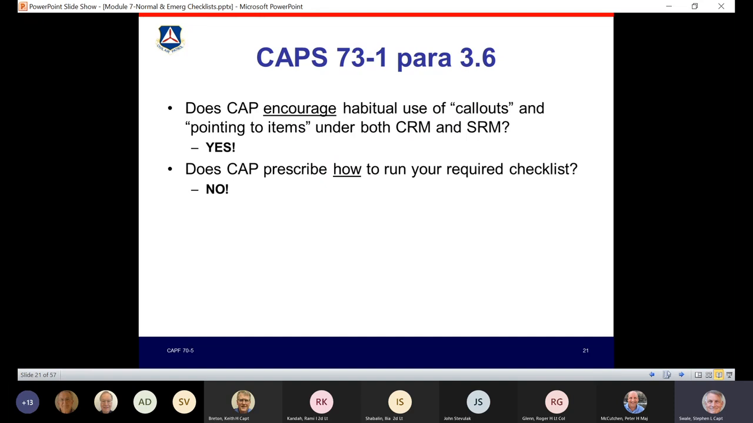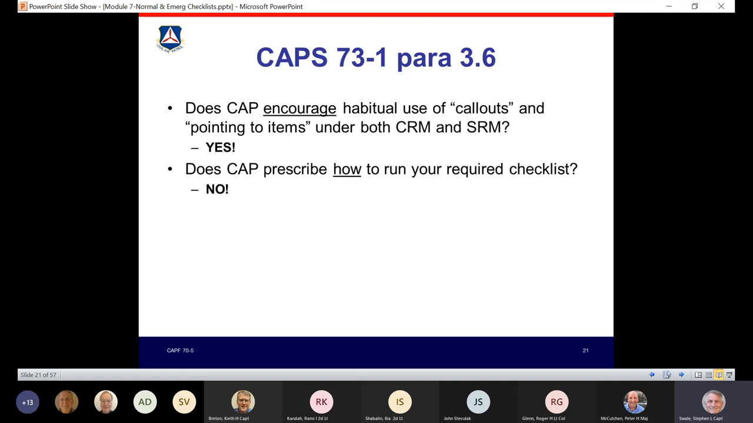So CAP 73-1, which is the standard in this paragraph, encourages everybody, even if they're doing SRM, to act as if you're CRM. For instance, when I'm in the cockpit, my habit from previous life is when I look at something, like if I'm calling fuel selector switch both, I'll look at it or I'll point at it. Typically, I touch things that need to be moved, and that's just a human factors thing that I picked up years ago.